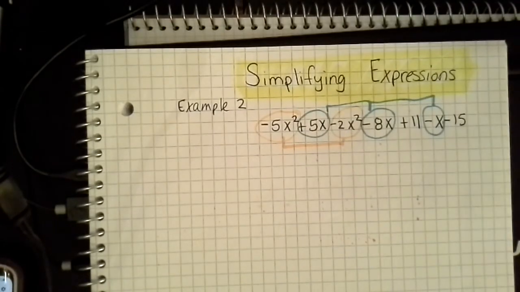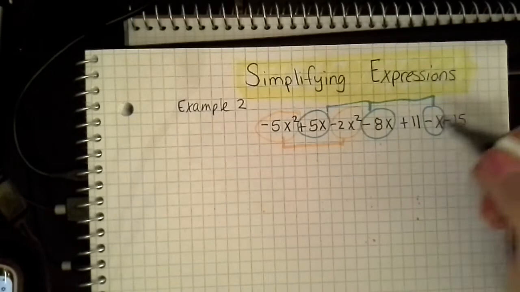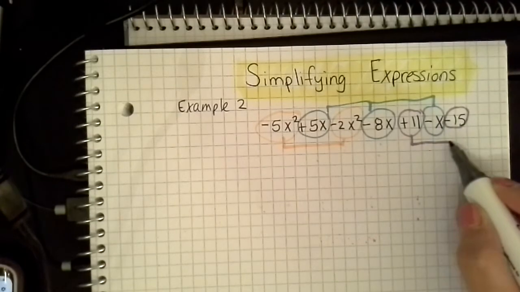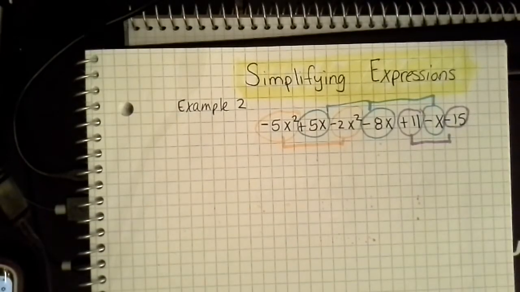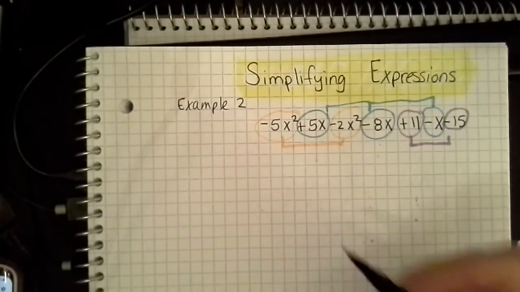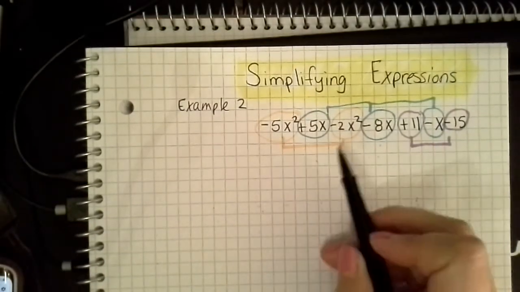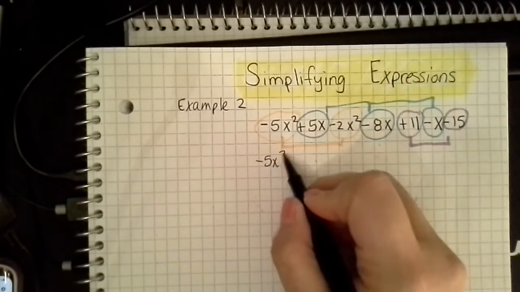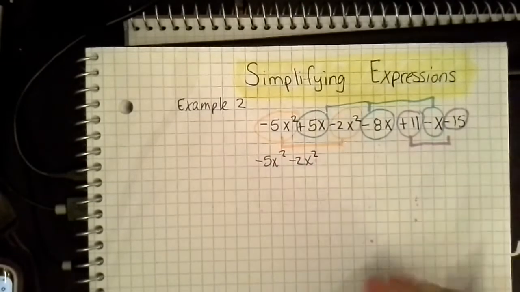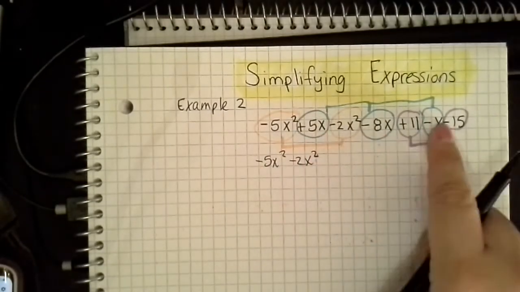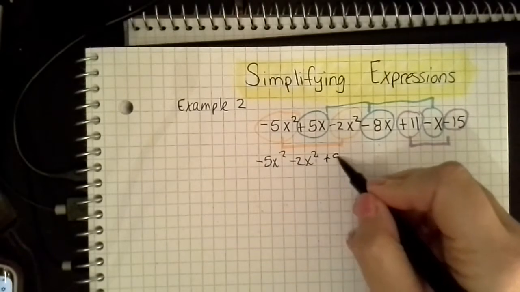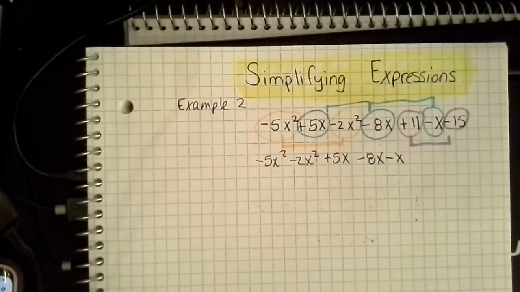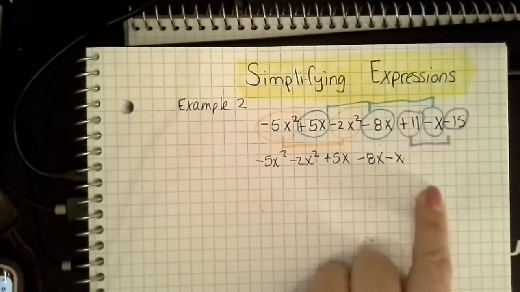Lastly, you see that I have constant terms. I have a positive 11 and a negative 15. I must combine those two. So I'm going to go ahead and rewrite them in order with their matching or combining like terms. So I have negative 5x squared minus 2x squared. Then the next terms that are the same are the x terms. So I have plus 5x minus 8x minus x. And then lastly I have positive 11 and minus 15.